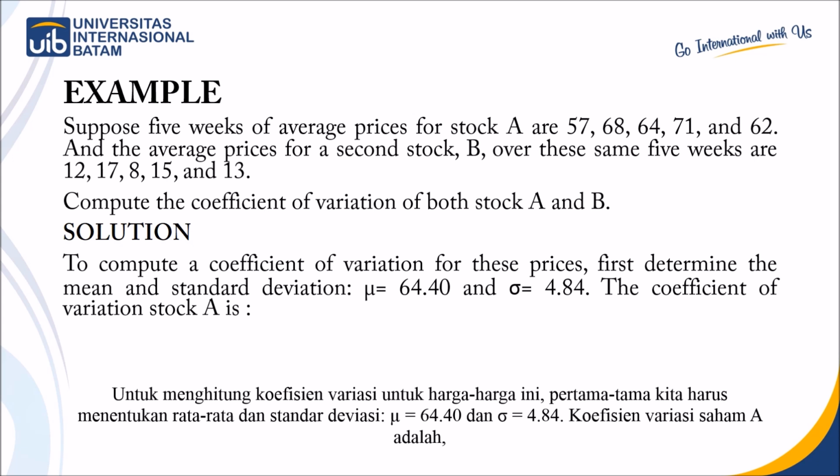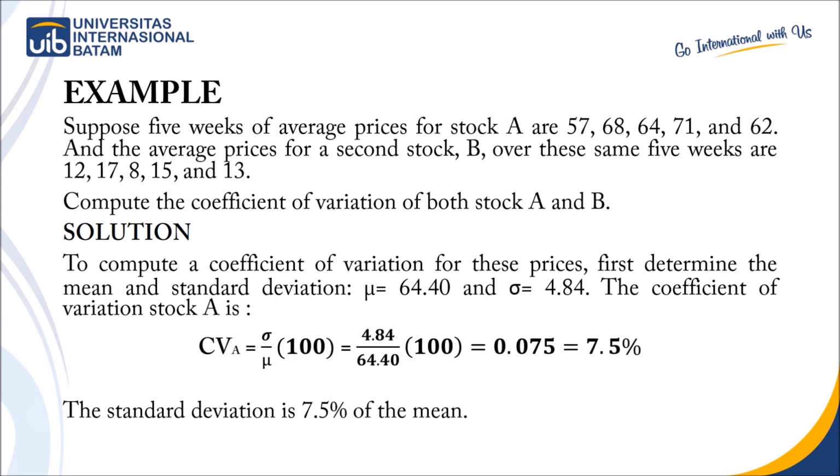The coefficient of variation for stock A is CVA equals 4.84 per 64.40 times 100 equals 0.075 equals 7.5%. So, the standard deviation is 7.5% of the mean.